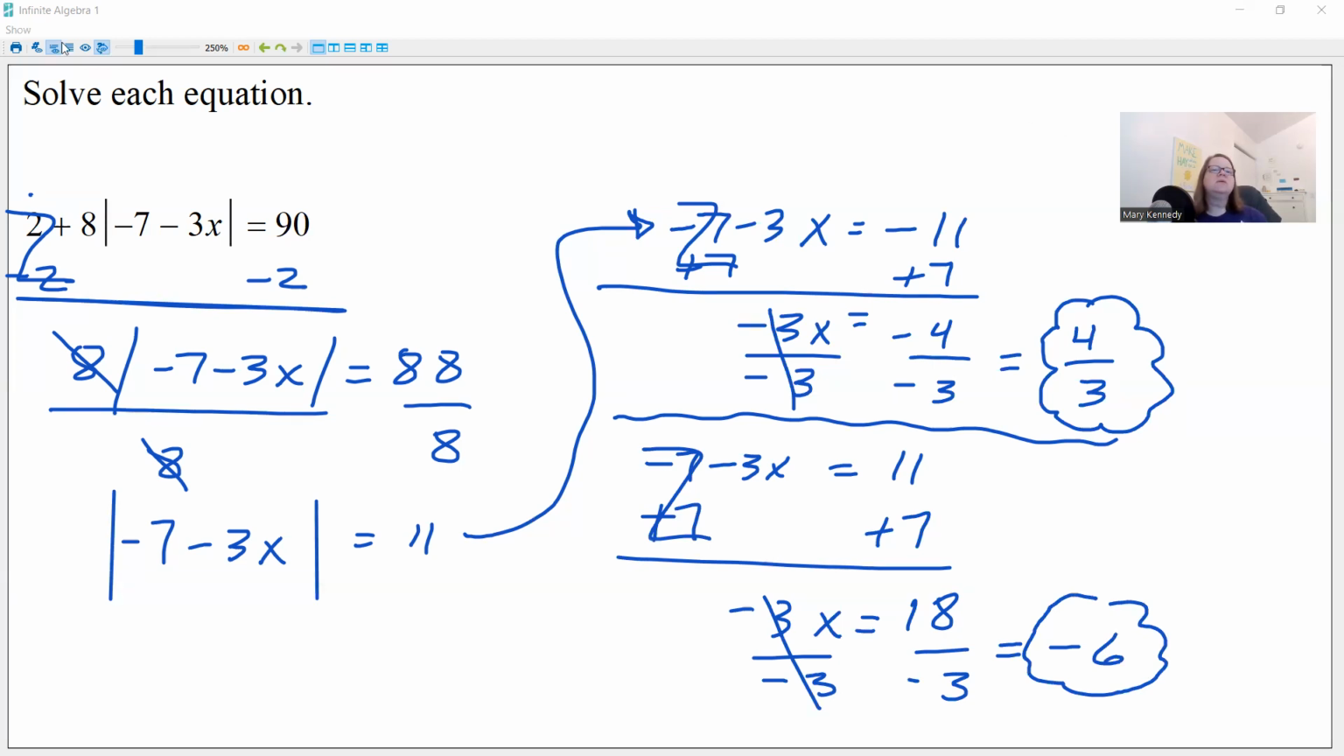So let me show you the nicely drawn solutions in those brackets. There are our answers. We have -6 and we have +4/3. Those are the 2 possible answers for x to make that a true equation.